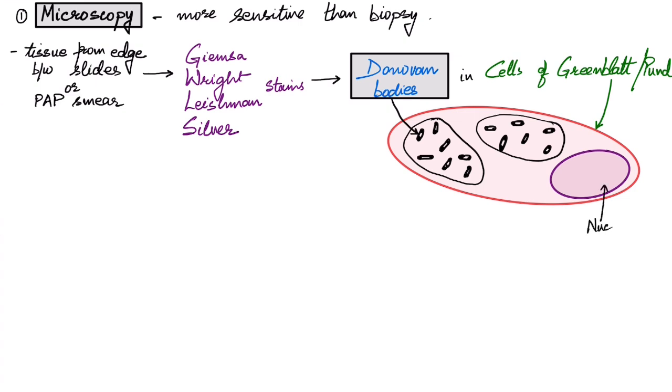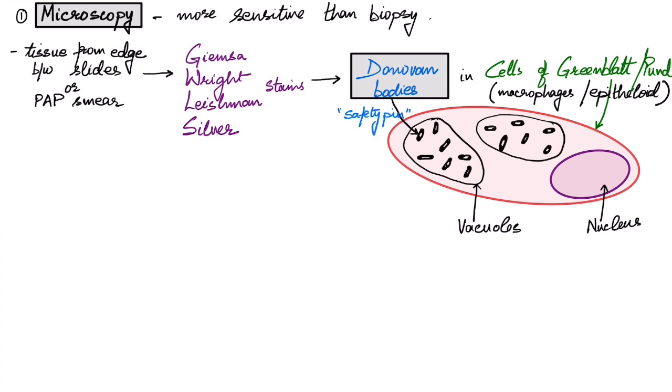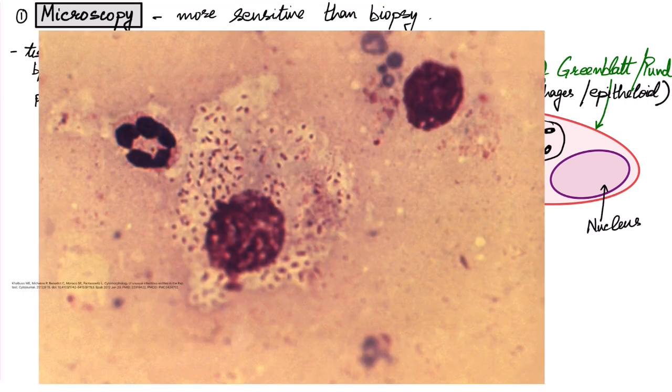This is the nucleus pushed to one side. These are the two vacuoles. This is the vacuole. Let me write it down. Cells of Greenblatt are either macrophages or epithelioid cells. The Donovan body has safety pin appearance. The size is about 1 to 2 micron into 0.5 to 0.7 micron. This is the size of the Donovan bodies.